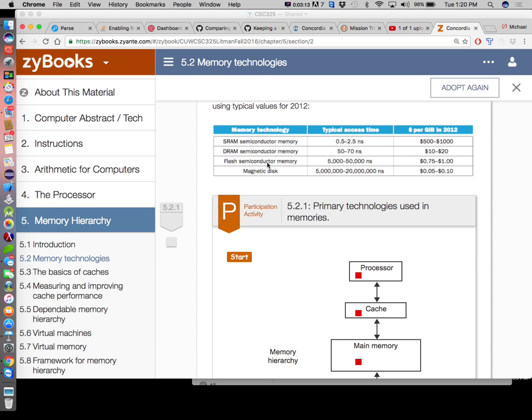All right. Now, why do we do solid state? How many of you have solid state hard drives in your machines of some kind? Okay, why? Why solid state? Because it boots up a lot faster. Okay.